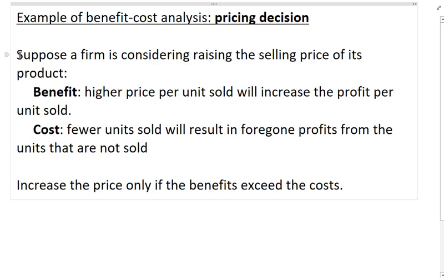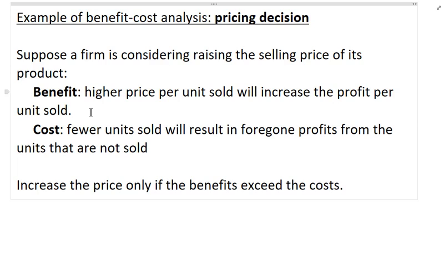But think about if a firm like that is considering raising the price of the product. That's an option. That's always an option a firm has, to raise the price or even to lower the price. But think about this case of raising the price. What's the benefit? Higher price per unit sold will increase the profit per unit sold. You think about a donut shop. Maybe their donuts are currently 50 cents each, and maybe they cost 40 cents to make, let's say, and they're having a 10-cent profit per donut. And they're thinking, well, if I raise the price to 60 cents, each donut will bring in more profit, an extra 10 cents per donut.